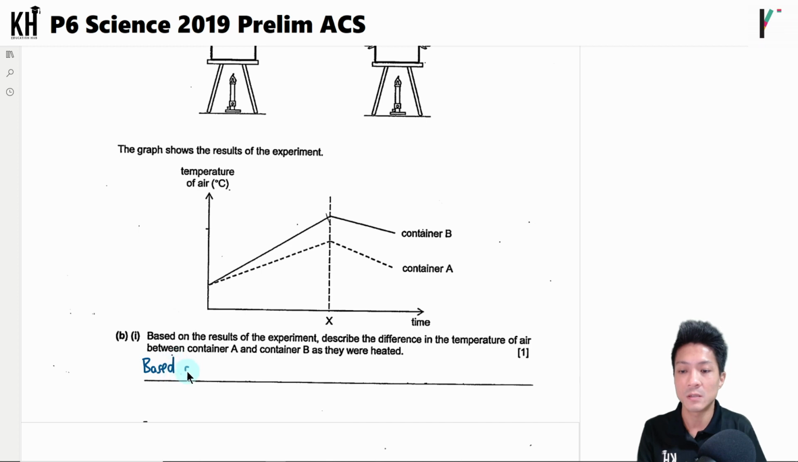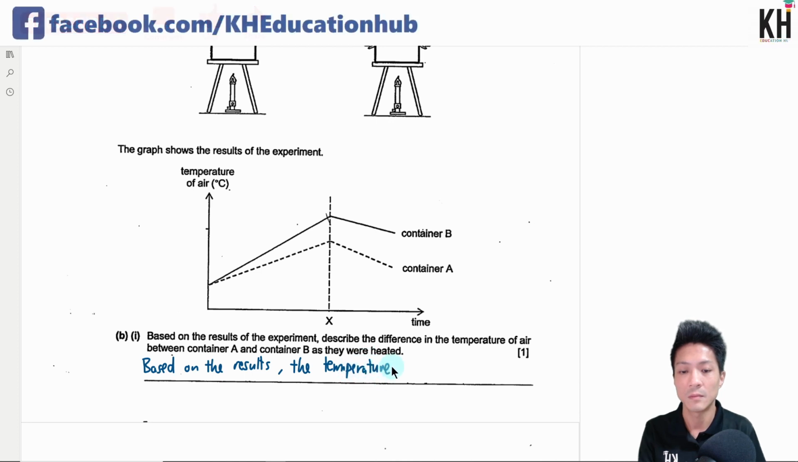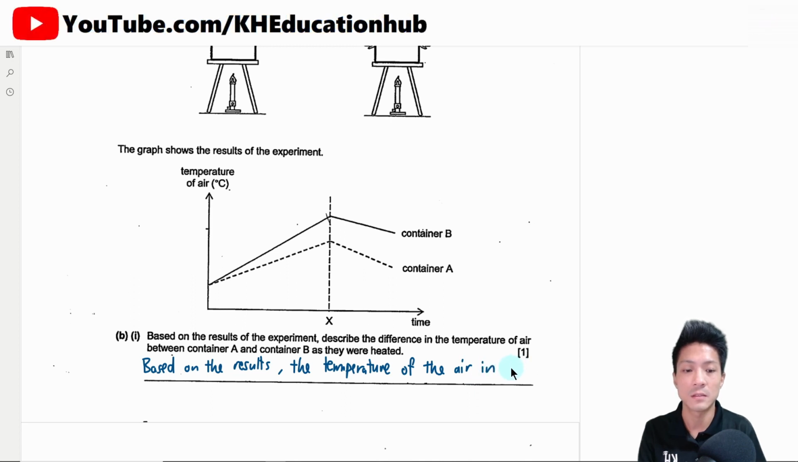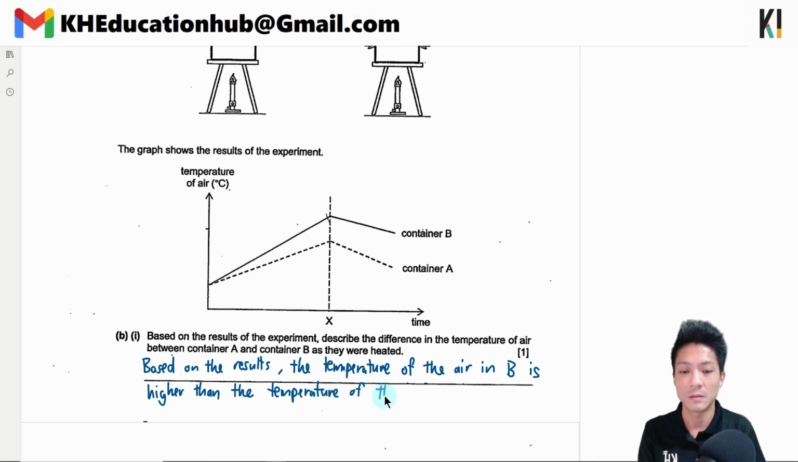Okay, based on the results, the temperature of the air in B is higher than the temperature of the air in A.